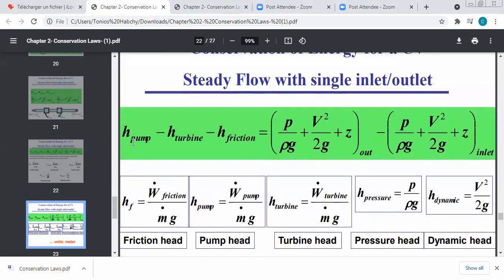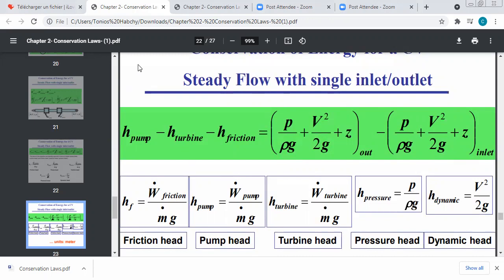It will be just an equation of heads. So head of the pump minus head of the turbine minus head of friction is equal to P over rho g plus V square over 2g plus z at the outlet, minus P over rho g plus V square over 2g plus z at the inlet. This is a way to write the equation in terms of heads.